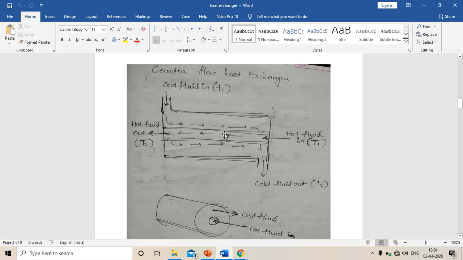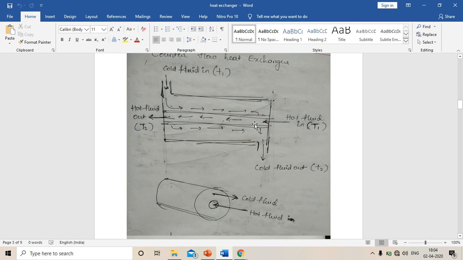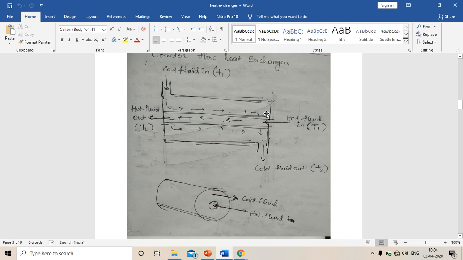Because of this, the temperature difference between hot and cold fluid will be nearly the same throughout the heat exchanger. So that will increase the effectiveness of the heat exchanger. As we know, for the heat transfer rate, temperature difference is one of the most important parameters. So based on that, this is called an effective heat exchanger.